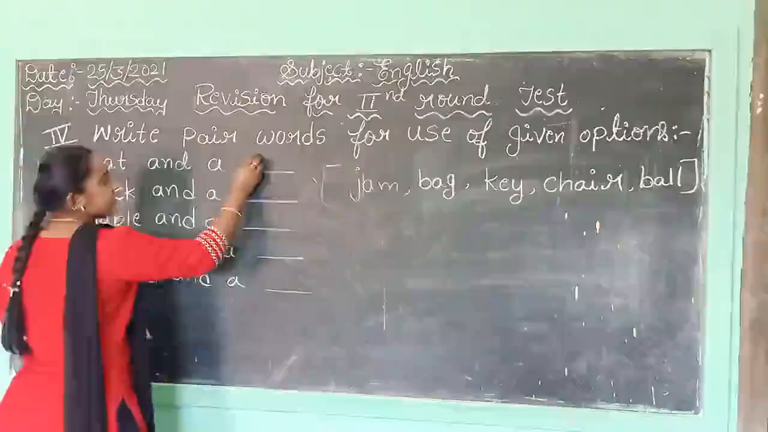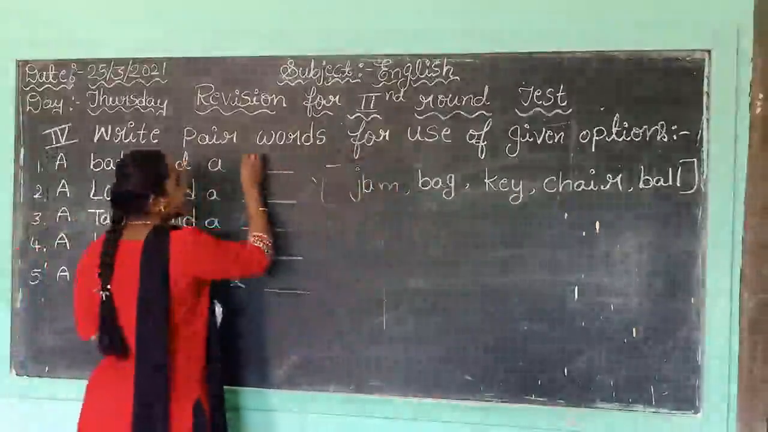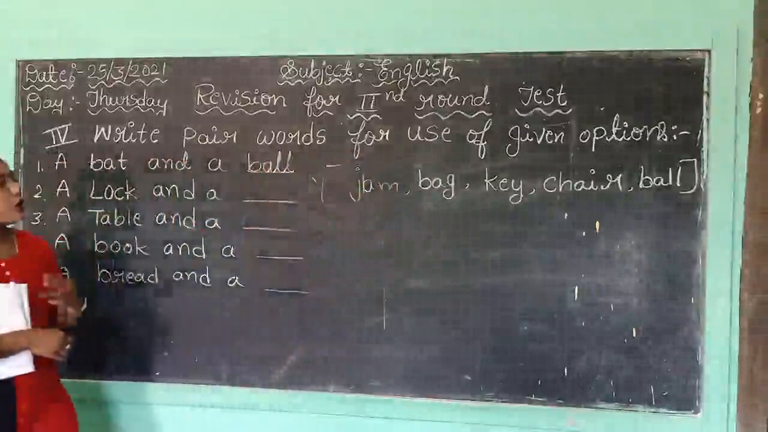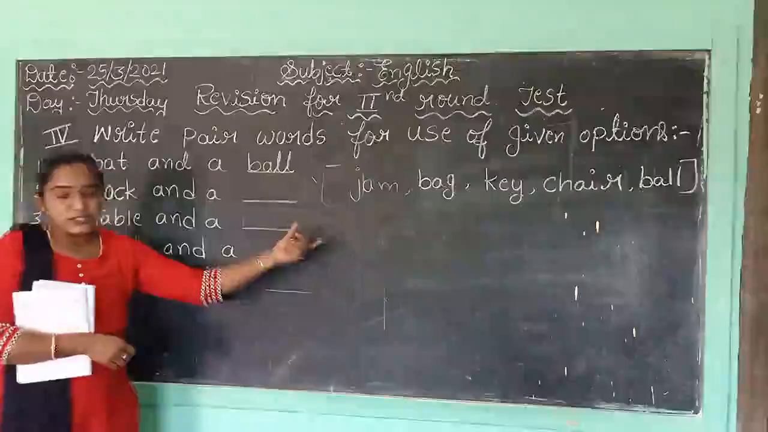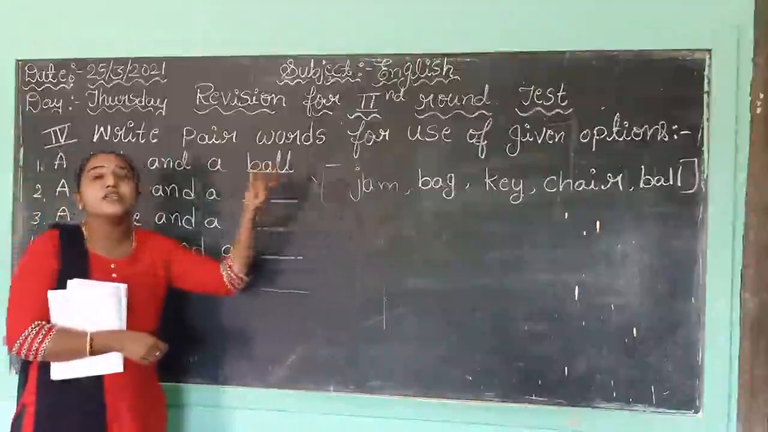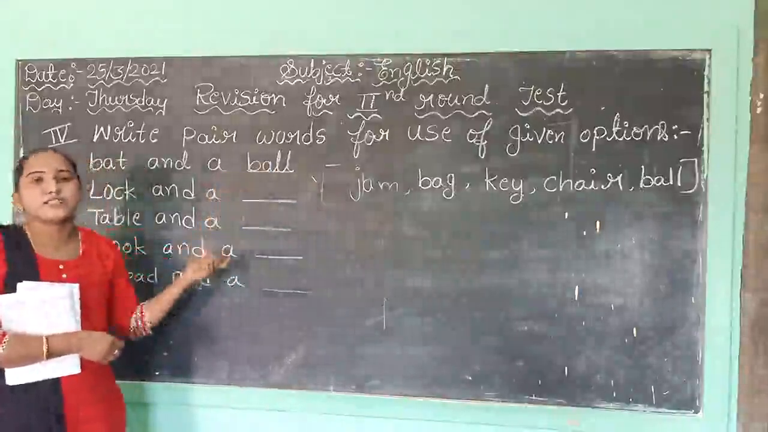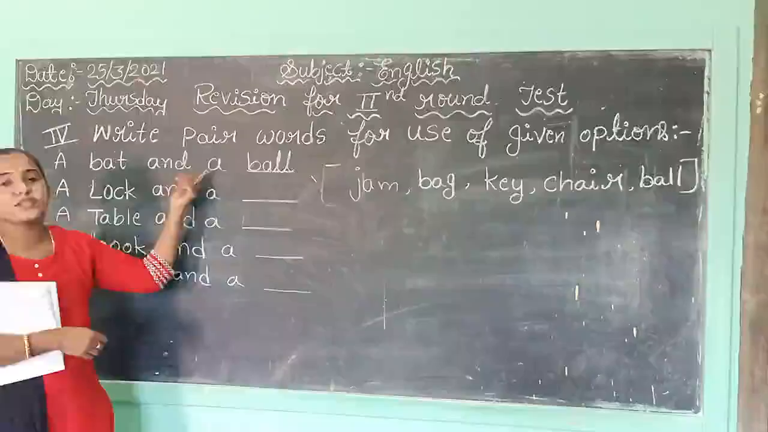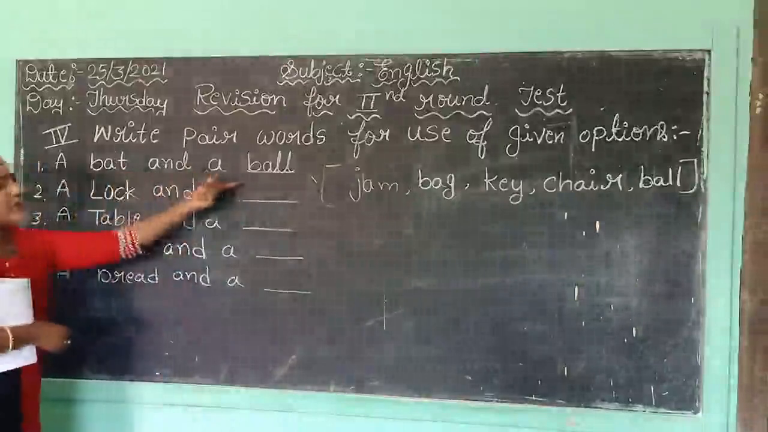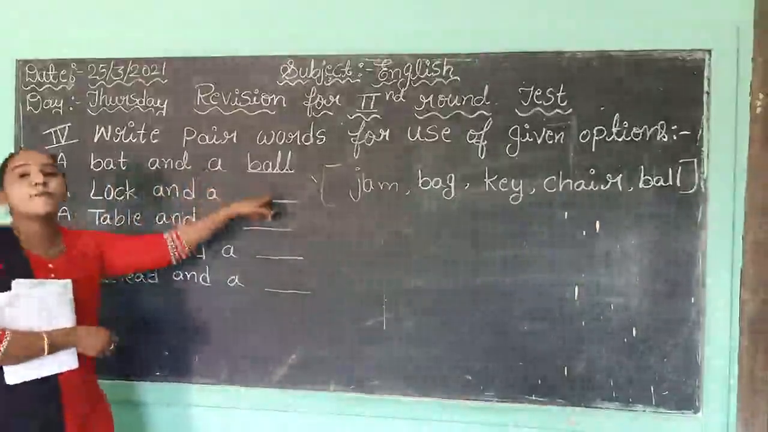So you have to write on the dash. See, the spellings are written here, children. B-A-L-L, ball. Okay, so you see the options. They are given options in the bracket also. So you see their options and you fill the correct answer in the dashes. Which one is favorite for the bat, children? Ball. So here, bat and a ball.